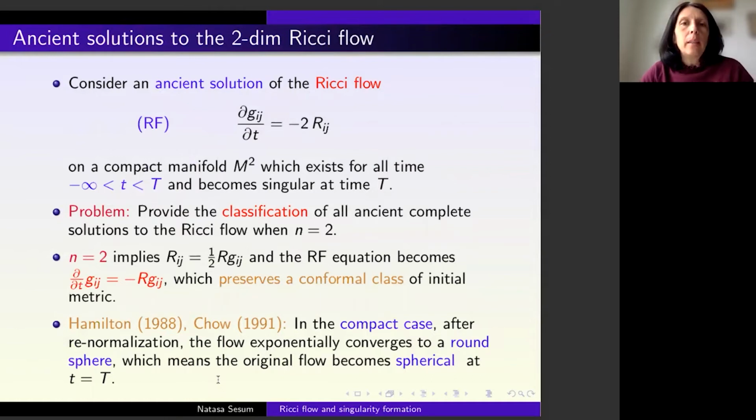So I'm going to start with the case of 2D, where we saw that the equation just becomes a scalar equation because the Ricci you can write as 1/2 the scalar curvature times the metric. And in 2D, the Ricci flow also preserves the conformal class. So you can just write everything, as we will see on the next slide, in terms of the scalar equation for this conformal factor. And we already know, as I mentioned earlier, by the result of Hamilton and Chow, that if we are considering the compact case, after renormalization, the Ricci flow will exponentially converge to a sphere.